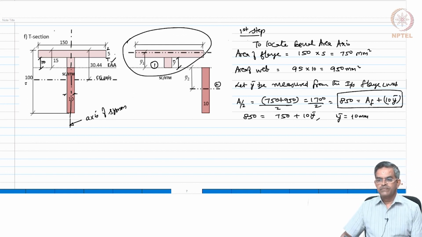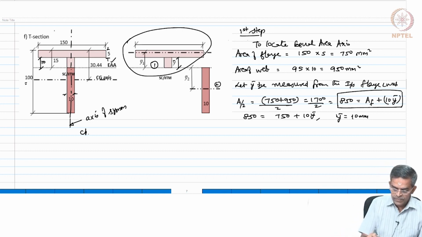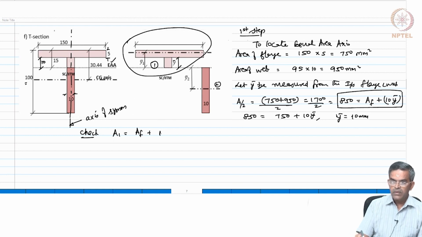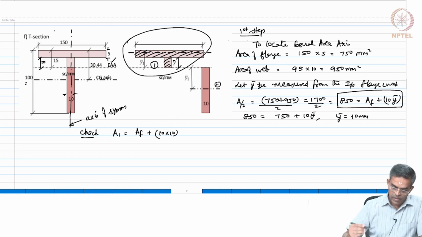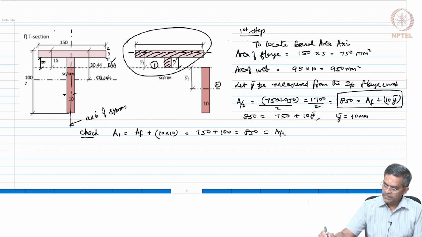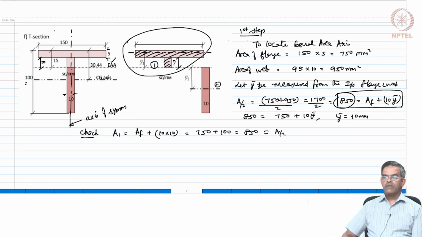Okay. One can also check. A1 is going to be area of the flange plus 10 into 10, because I am working out this area, which is 750 plus 100, which is 850, which is exactly equal to A by 2 as you see here. Okay. So, it is okay.